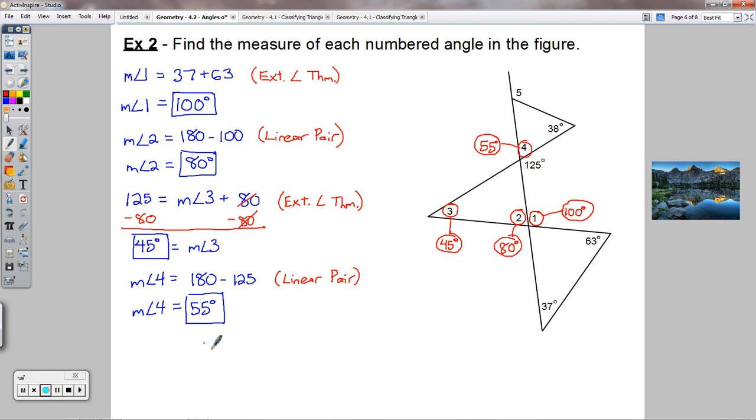And now angle 5 down here, this is going to be the exterior angle theorem one final time. And that equation set up correctly would look something like this. You've got the measure of angle 5 equals, you could say 55 first or 38 first, it wouldn't make a difference, but equals those two added together. So 5 is going to equal 93 degrees.